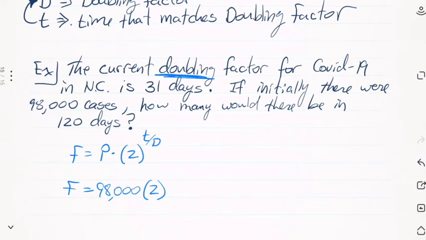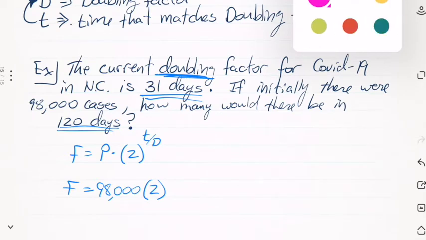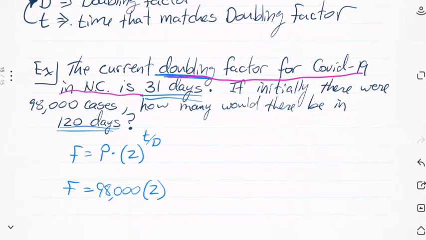T in this case is going to be this or this. And that's where a lot of people get confused. So be really careful. The doubling factor for COVID-19 is this 31 days. So that has to be D. And then we're asking, in 120 days, what's going to happen? That is the time that has passed. So this is 120 divided by 31. And then all you have to do is type it in a calculator.